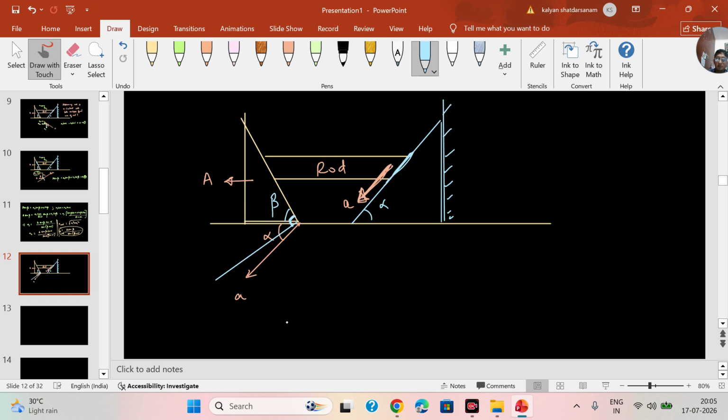Now, let's look at it very carefully. What will be this angle? See, this total angle is alpha plus beta. Can you see that? Let me show it with the marker. This is beta. This is alpha. So this total angle is alpha plus beta. And from that you remove 90. So this is going to be alpha plus beta minus 90 degrees.